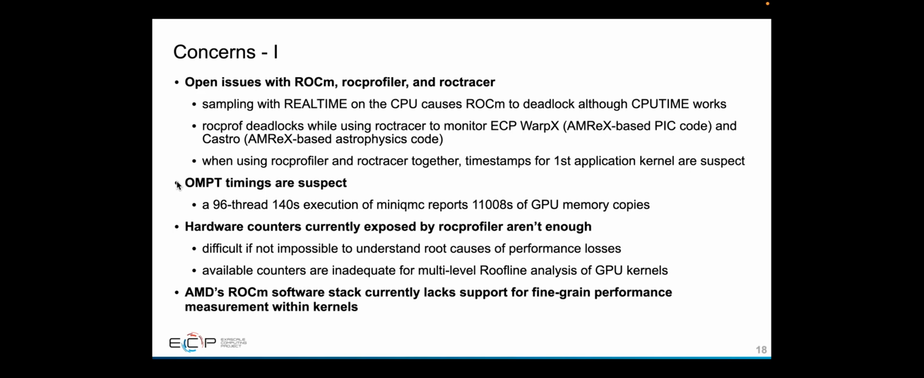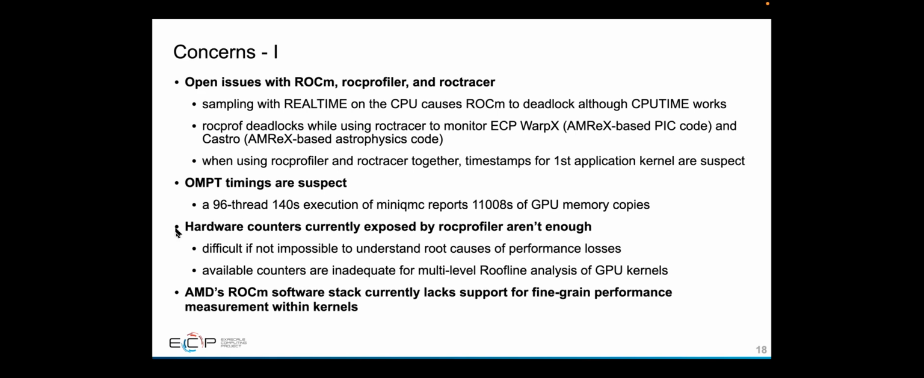Another thing is that currently the timings for OMPT are a bit suspect. A 96 thread execution that's running for 140 seconds is reporting 11,000 seconds worth of memory copies. In fact, what it looks like is this is almost 96 times 140 seconds. Basically, instead of measuring the time on the GPU, it's mostly measuring the time where the copies are queued for the GPU. And so there needs to be a little bit more work down in the OMPT support in the AMD GPU plugin.